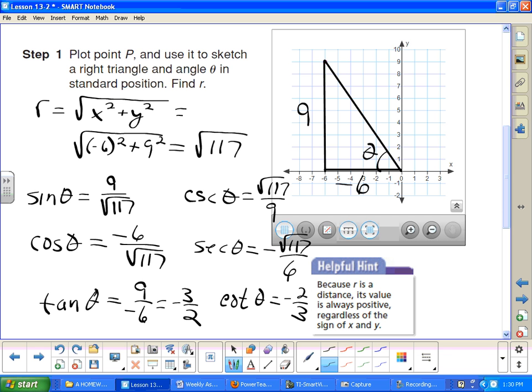And they're done. So in reality, the only thing you need to find here is r. Once you find r, then you just start plugging in x's and y's and r's where they go. Sine, y over r. Cosine, x over r. Tangent, y over x. Plug them in.